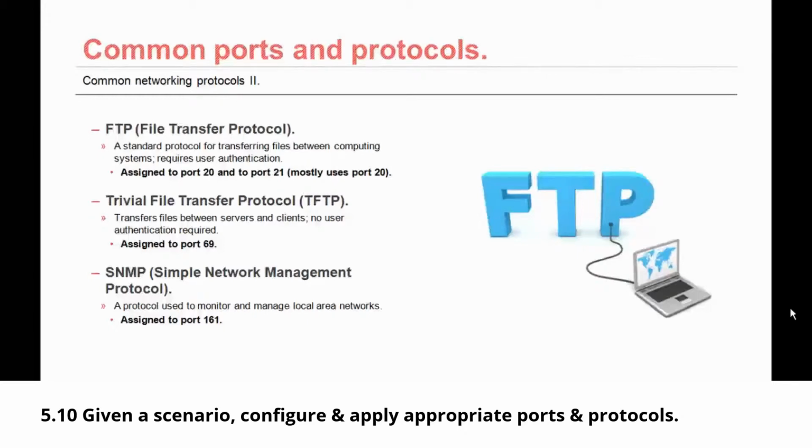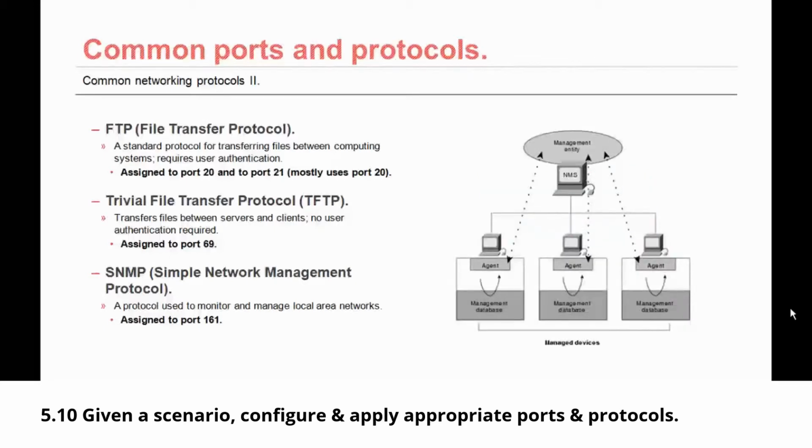Then there's TFTP, or Trivial File Transfer Protocol. This is used to transfer files between servers and clients, but no user authentication is required. By default, TFTP is assigned to port 69. Then there's SNMP, or Simple Network Management Protocol. It's a protocol used to monitor and manage local area networks. By default, it is assigned to port 161.